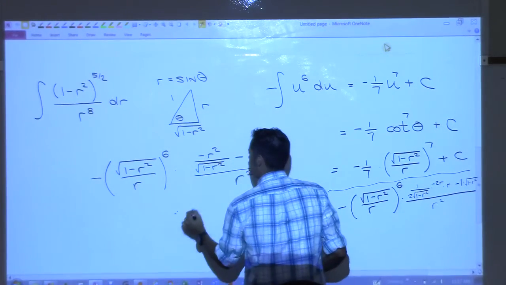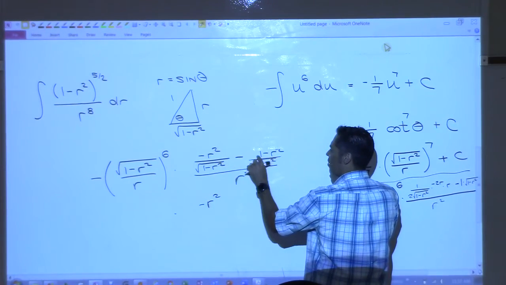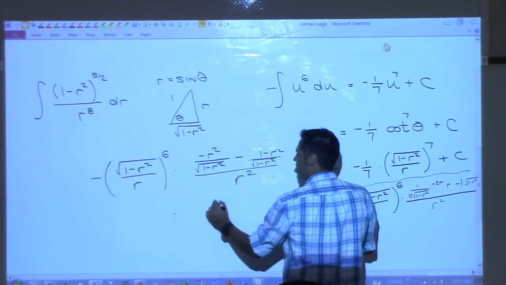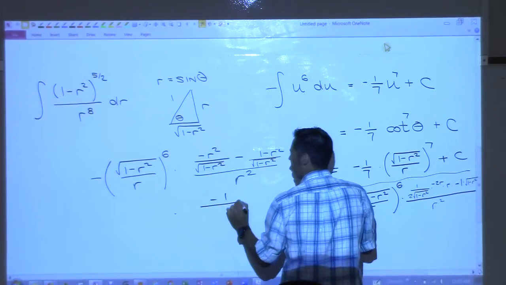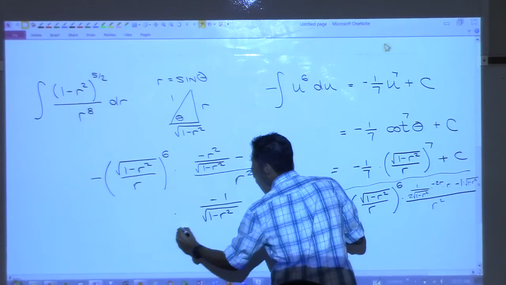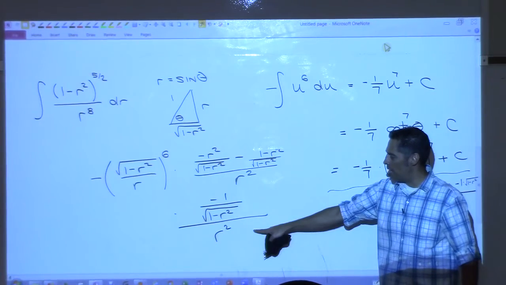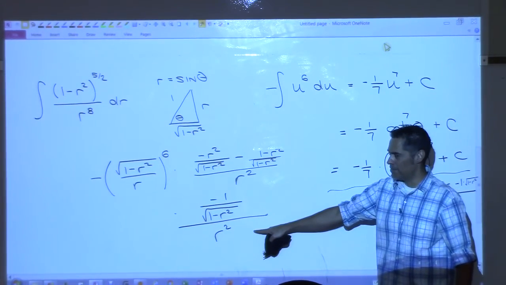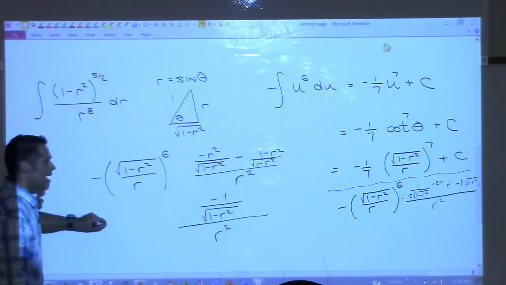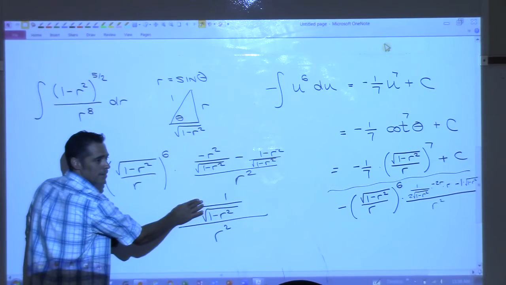Now I get times, let's see, negative r squared. When I do this, minus 1 plus r squared. So the r squareds are gone. So I just get minus 1 on top. And then over my common denominator, square root of 1 minus r squared, but then all of that over r squared. So all of that becomes that. Okay? And then in front of that is this negative, right? So I'm going to get rid of the negative and make that a positive.